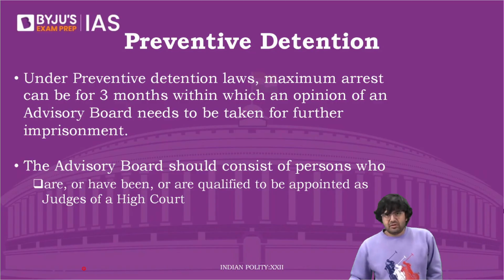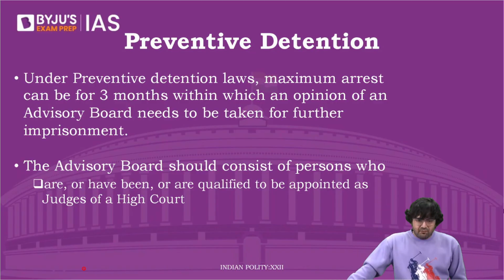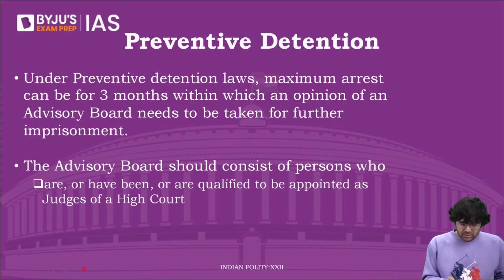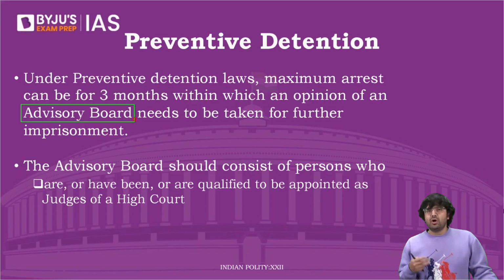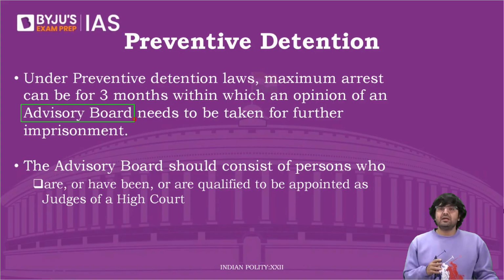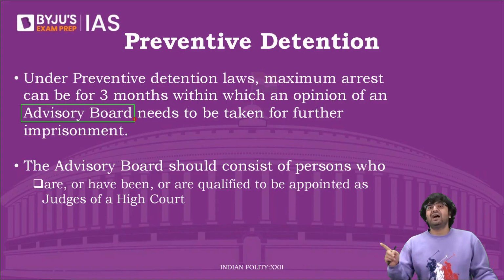So what happens? The police comes and arrests you. The idea is that the police can arrest you and keep you in the lockup for a maximum of 3 months. Within those 3 months, the police must present you in front of a judicial advisory board. This advisory board comprises somebody who has been a judge, or is a judge, or is qualified to be a judge of the High Court.